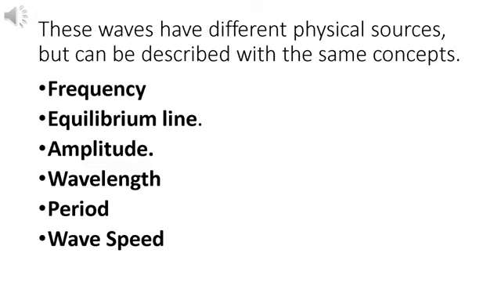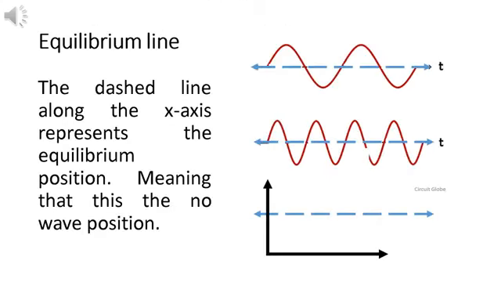So these concepts are similar to all types of waves no matter what resources they came from. So first is the equilibrium line. The equilibrium line is the dashed line along the x-axis that represents the equilibrium position, meaning that this line is the no wave position.